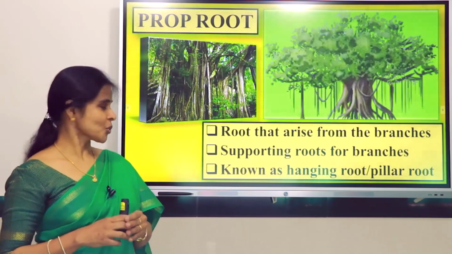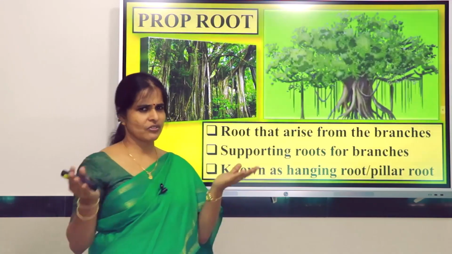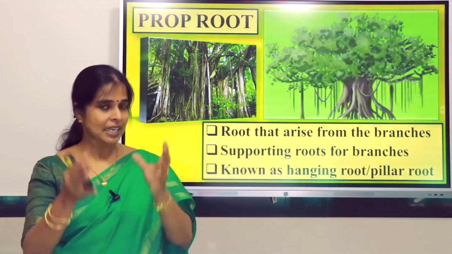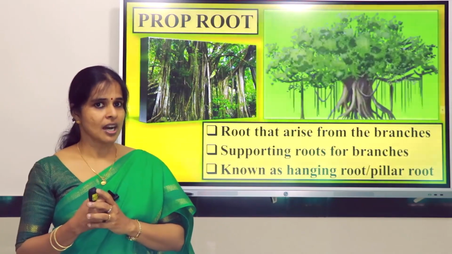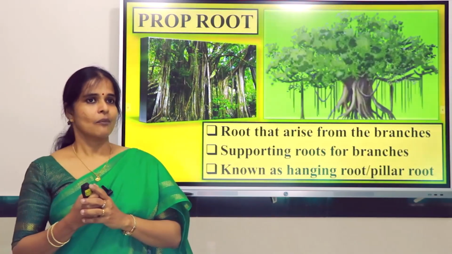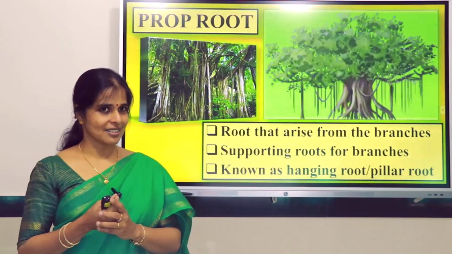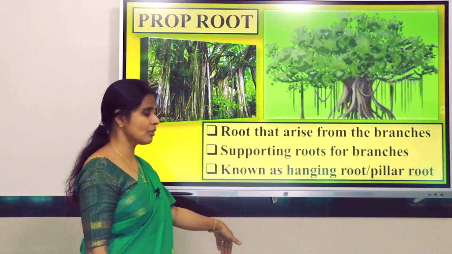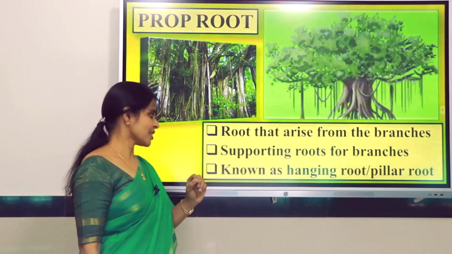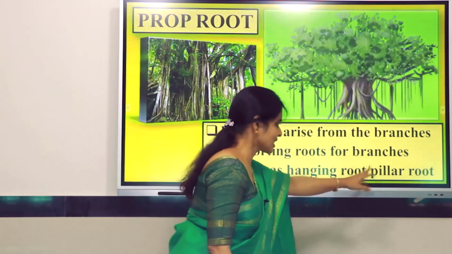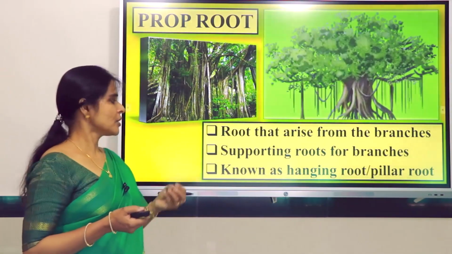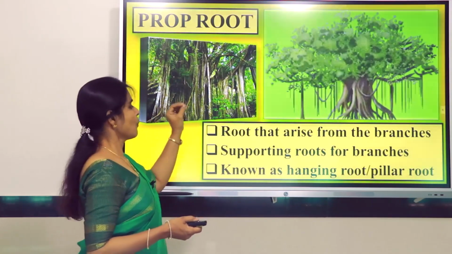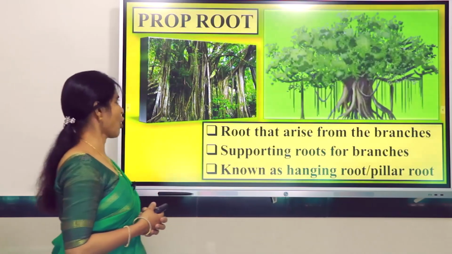The purpose of those roots is to support the branches. In a very huge tree, the trunk alone can't hold the branches in the air. It can't support the entire branch system when it starts flowering, fruiting, etc. So, the branches develop certain roots which grow downward and reach the soil. All such roots function as a pillar, supporting the branch. So, these roots are also known as hanging roots or pillar roots, commonly known as prop roots.